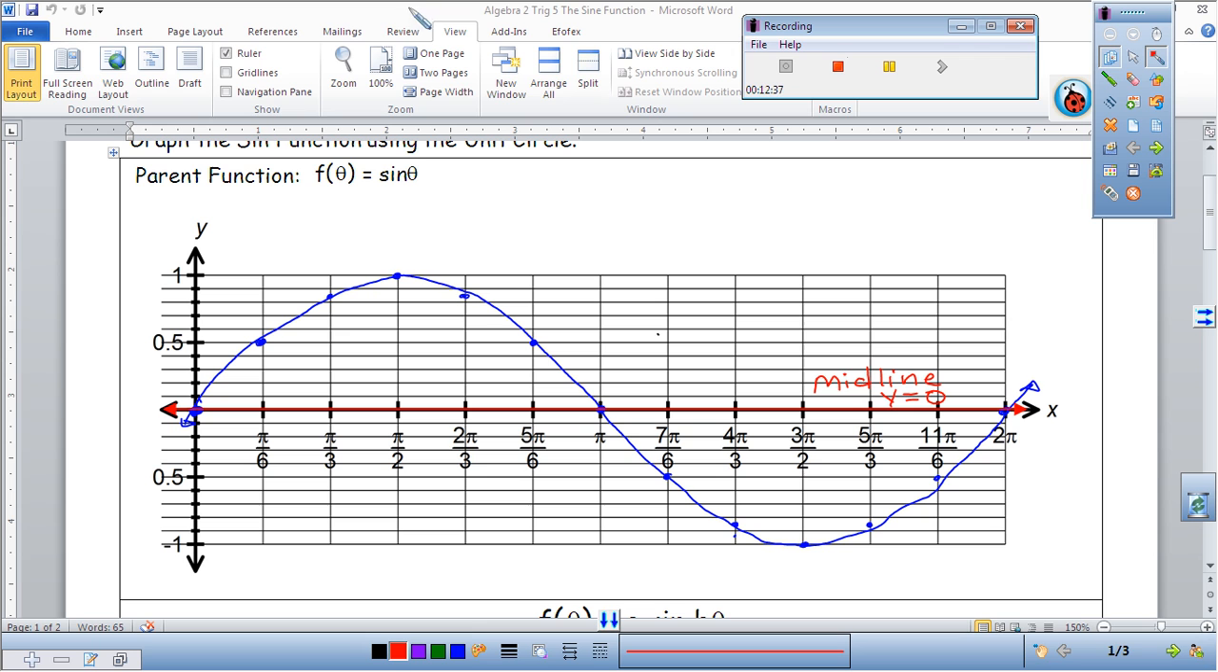Then the amplitude is going to be your distance from here to here, from your max point. So your amplitude is 1, because it goes to the height of 1. Any questions over that?